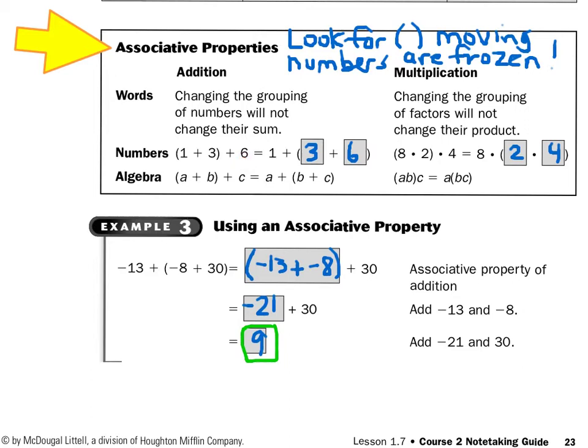Well, I want you to notice the order. The 1 is first, the 3 is second, and the 6 is last. So I had to write that on the other side of the equal sign. The 1 is first, the 3 is second, the 6 is last. But notice that I moved the parentheses.